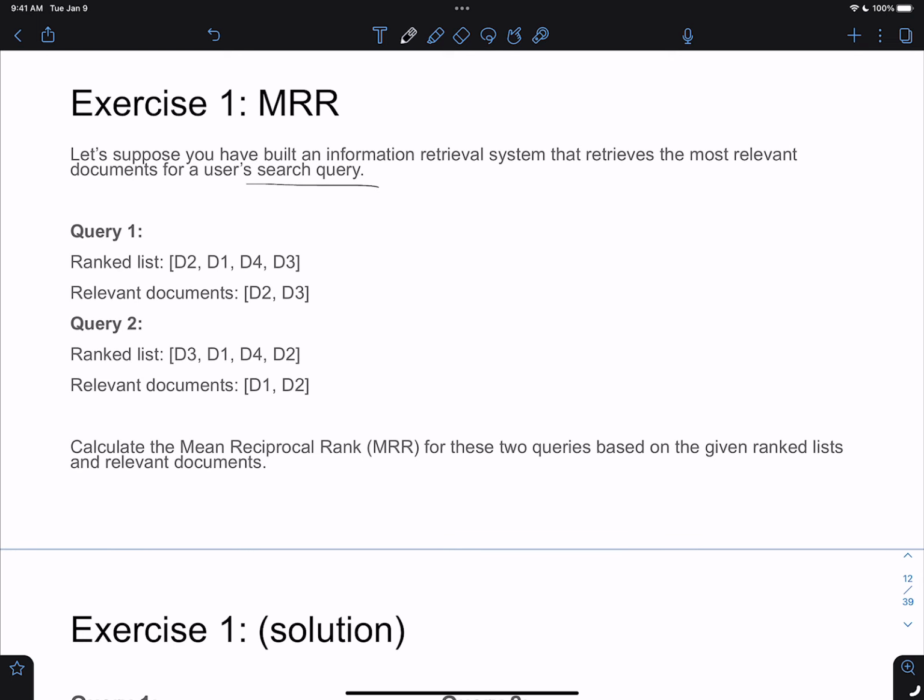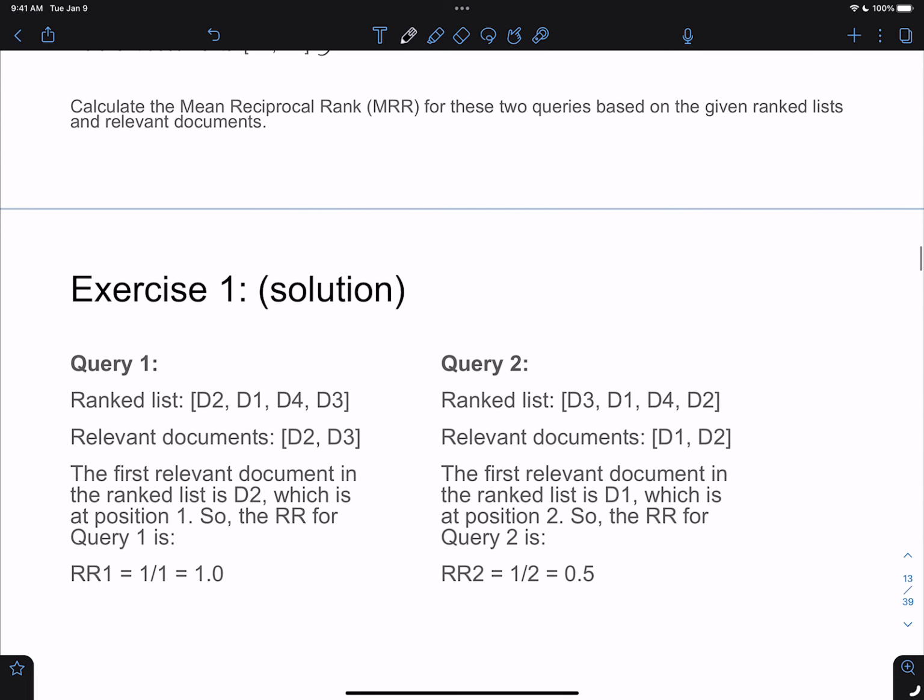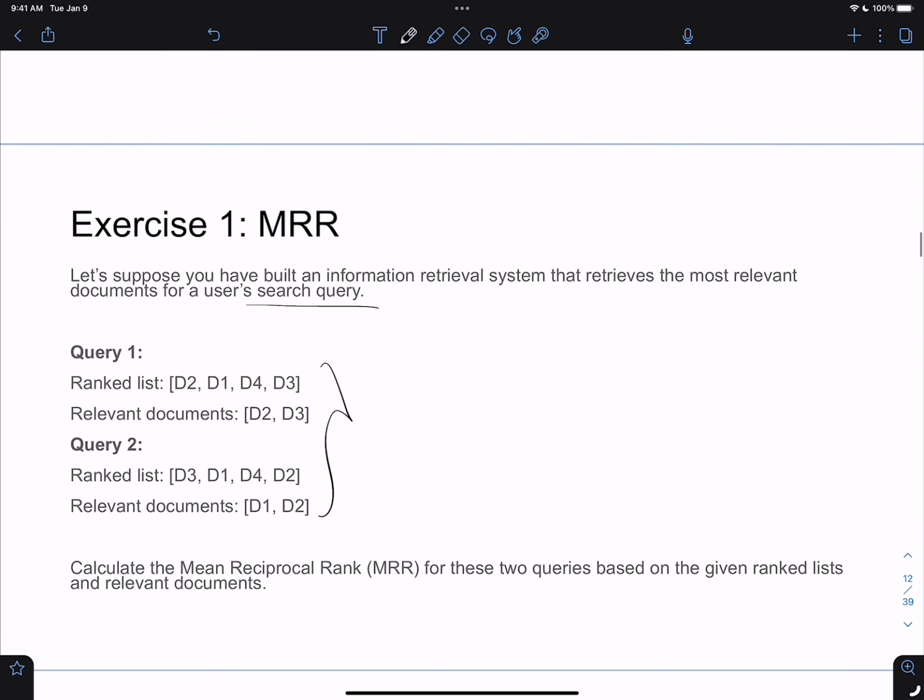Now let's say you're given the question: calculate the mean reciprocal rank for these two queries based on the given ranked list and relevant documents. I would say pause the video now and try to determine how to do this. Otherwise, if you have the solution, you can just skip through. But let's just take this with us.